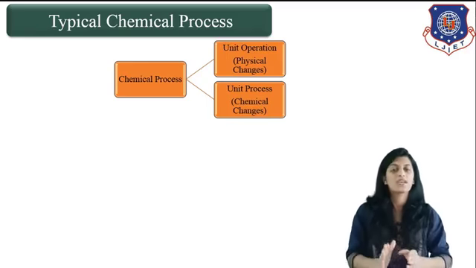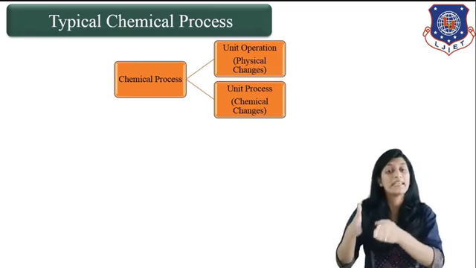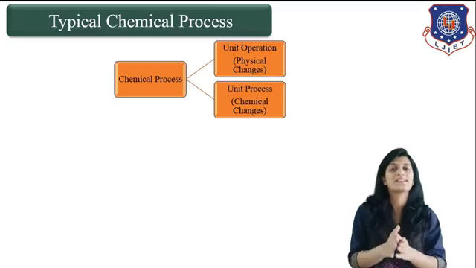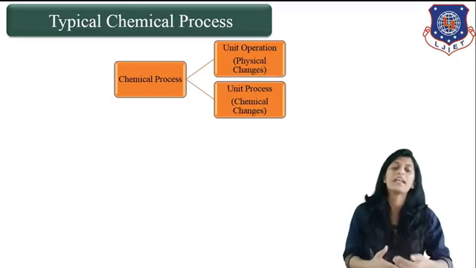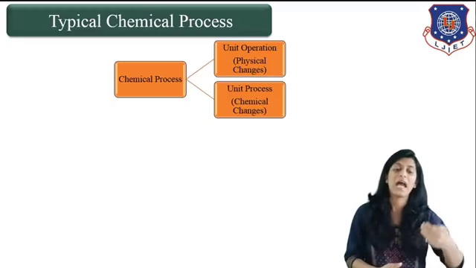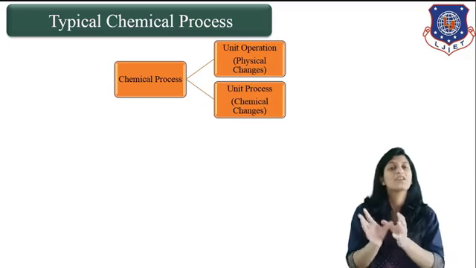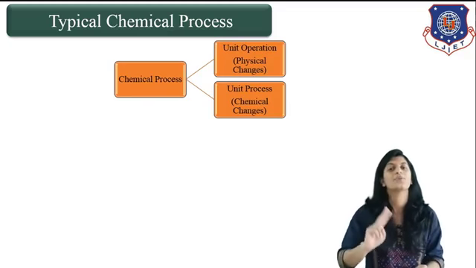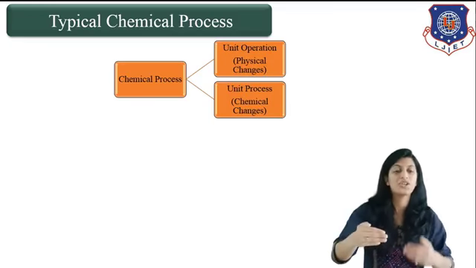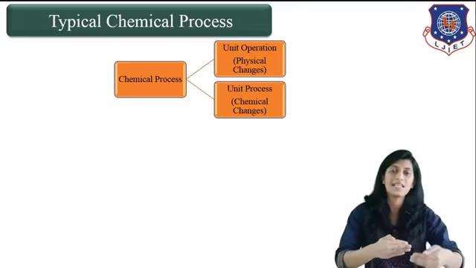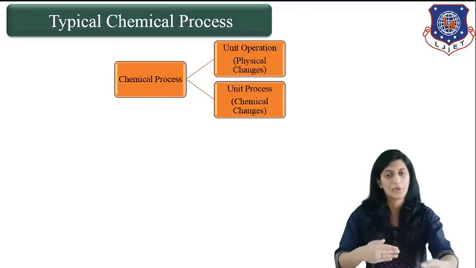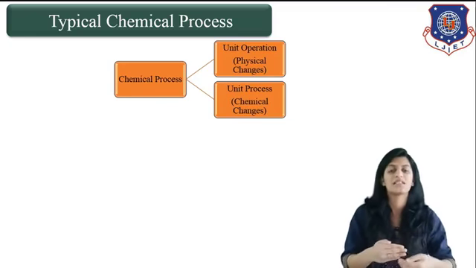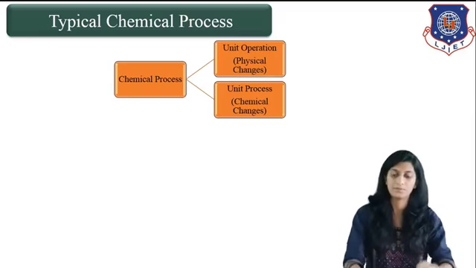So whenever you are talking about unit operation, it deals with physical changes, right? So unit operation is basically a physical change, whereas unit process is a chemical change. So chemical process is comprised of two things, unit operation and unit process. In case of unit operation, we are giving physical changes to our raw material or product, and in case of unit process, we are giving chemical changes to our process or product.